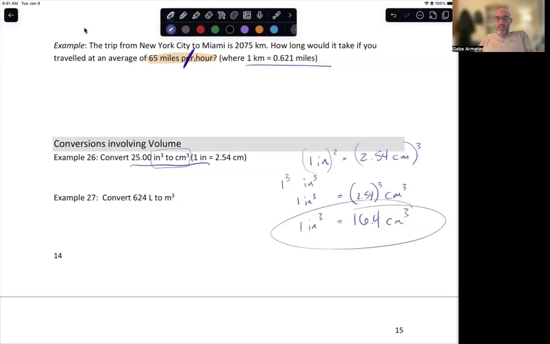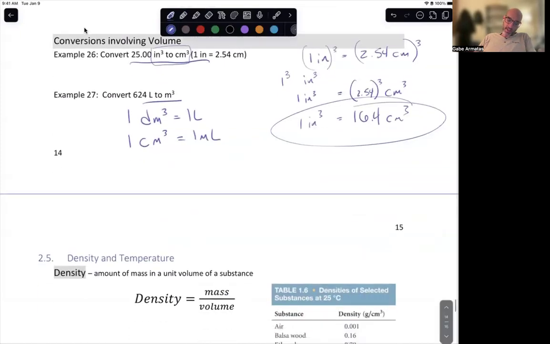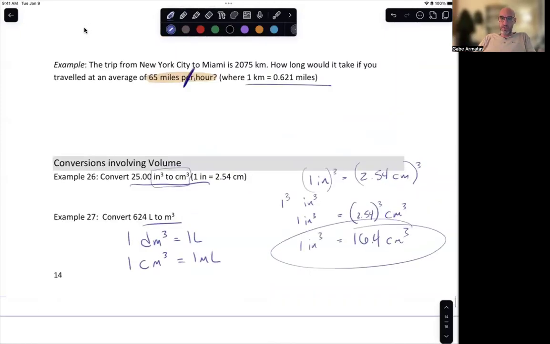Converting these units, liters to meters cubed. Again, there's 2 that we need to know. So 1 decimeter cubed is equal to 1 liter. But the one we use more frequently is 1 centimeter cubed is equal to 1 milliliter. So think about how you would solve that, and we can talk about it in class. All right. So with that said, we're going to talk about density and temperature to finish this up, but that is dimensional analysis. You must know this, really important that you do.